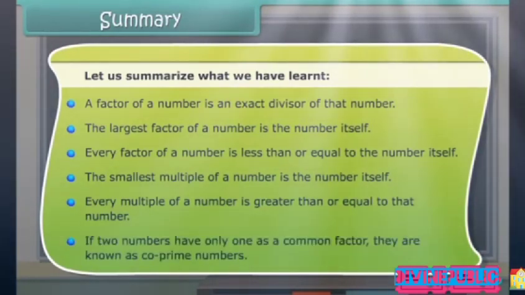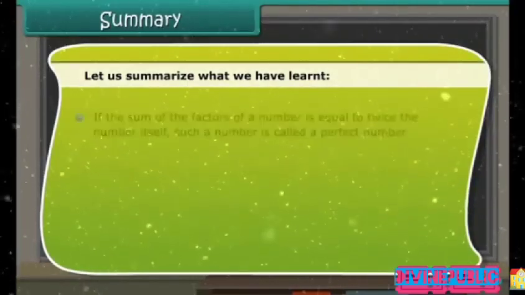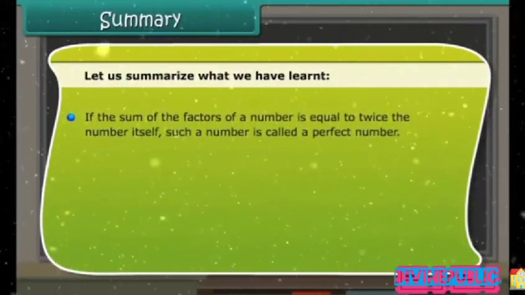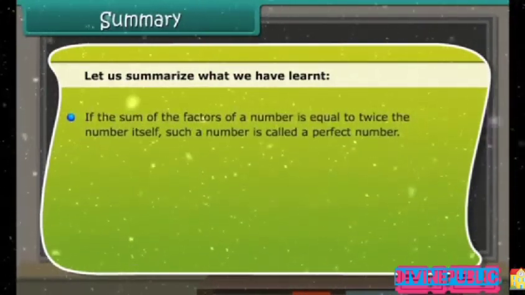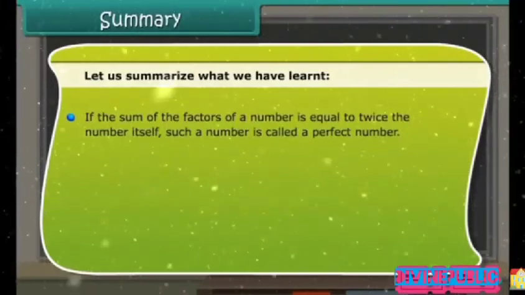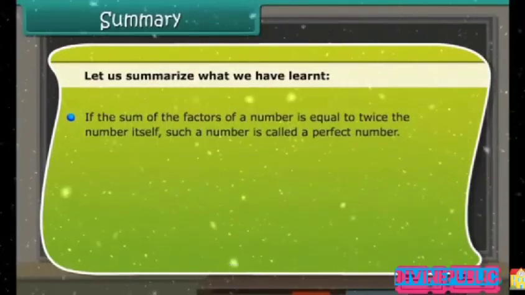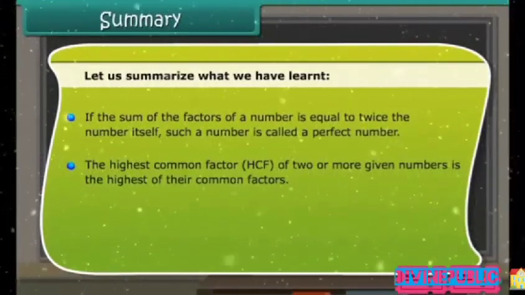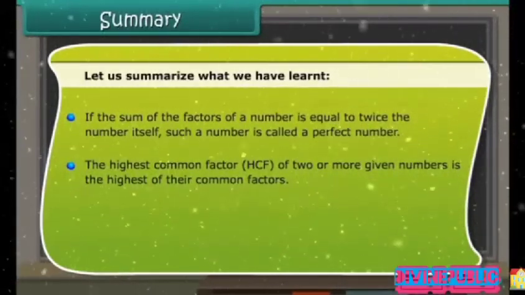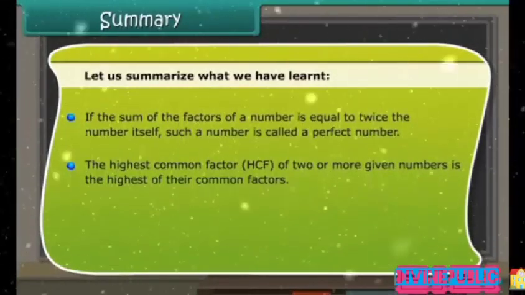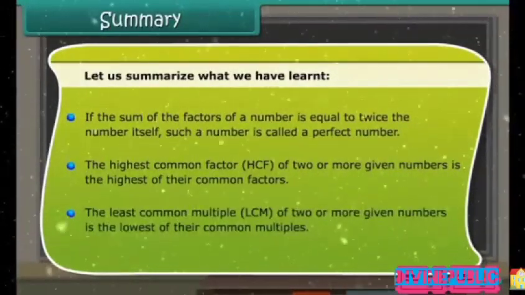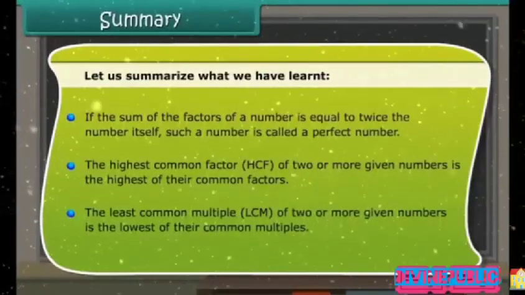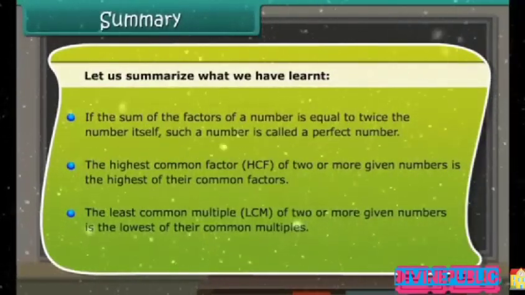If two numbers have only one as a common factor, they are called co-prime numbers. If the sum of the factors of a number is equal to twice the number itself, such a number is called a perfect number. The highest common factor, HCF, of two or more given numbers is the highest of their common factors. The least common multiple, LCM, of two or more given numbers is the lowest of their common multiples.